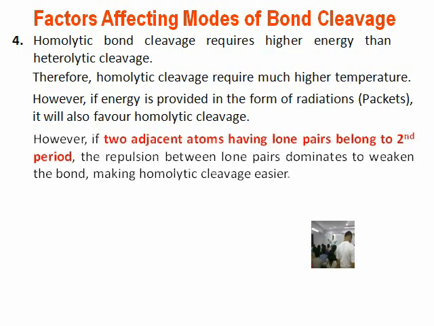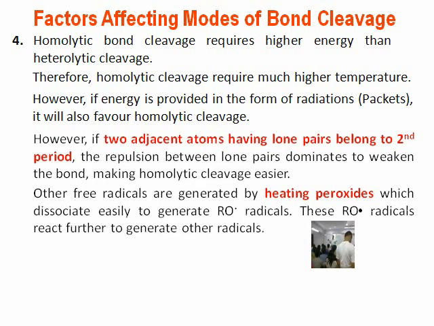However, if two adjacent atoms having lone pairs belong to second period, we have already discussed the repulsion between lone pairs dominates to weaken the bond, making homolytic cleavage easier. Other free radicals are generated by heating peroxides which dissociate easily to generate RO radicals, these RO radicals react further to generate other radicals. This is because both the oxygen atoms are having lone pair.